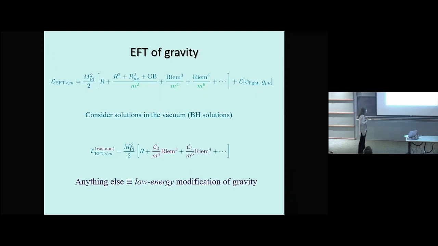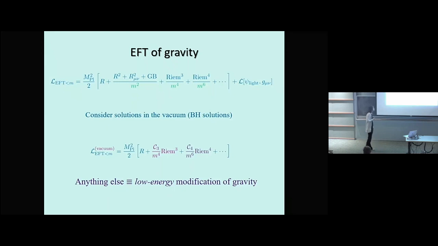And then you have different types of operators which you think just parameterize your lack of knowledge below some energy scales. Now, I'm going to want to apply this to a black hole vacuum solution in 4 dimensions. So I'm considering the vacuum. I'm not including a matter field. And in 4 dimensions, the dimension 4 operators are irrelevant.